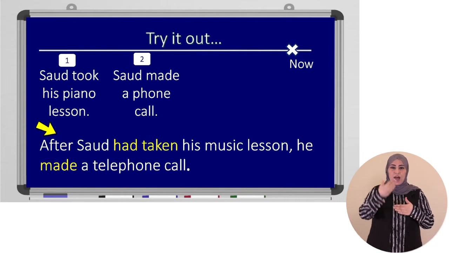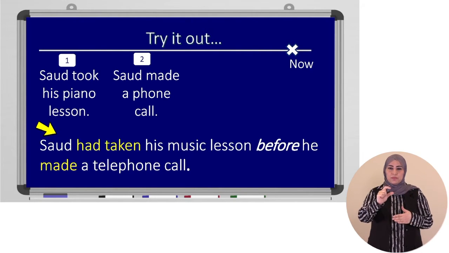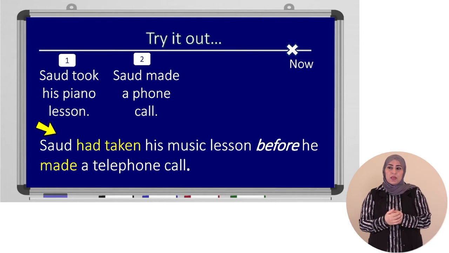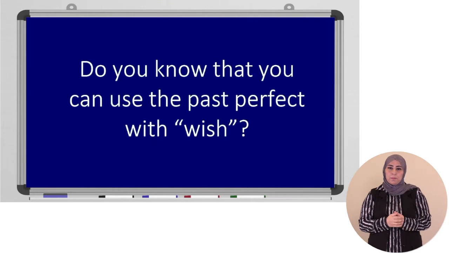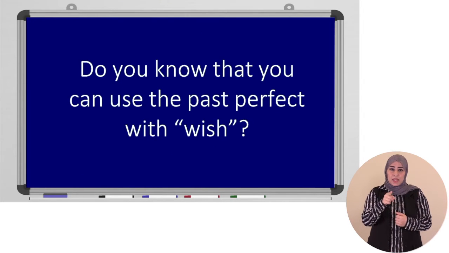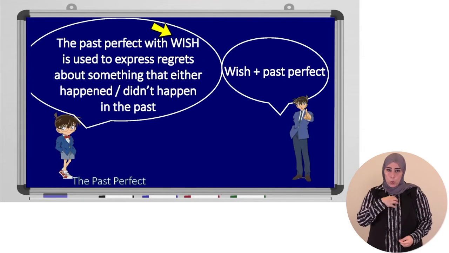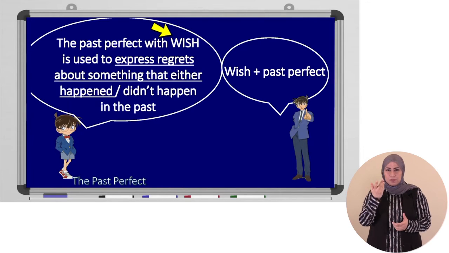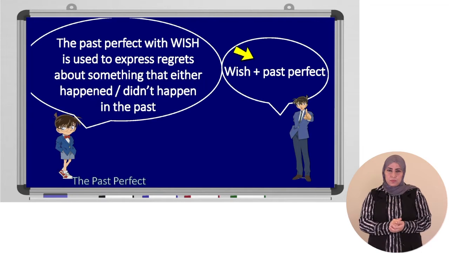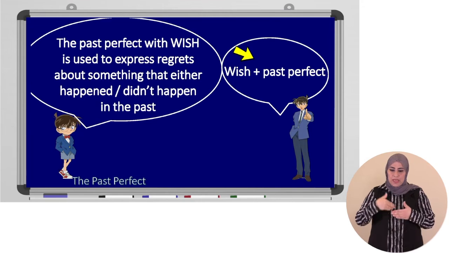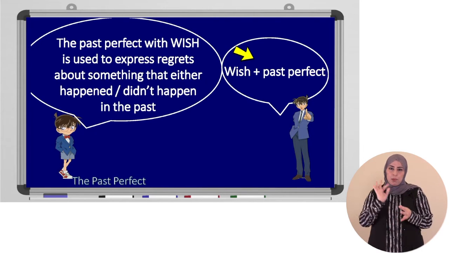If we decide to go with before, we'll say Saud had taken his music lesson before he made a telephone call. Very easy. Now, do you know that you can use the past perfect with wish? What do you think? Do you know this information or not? Let's look at it. Yes, you can use it with wish because we're expressing regrets about something that either happened or didn't happen in the past. If we decide to use it with wish, the rule is as follows: wish plus past perfect. And wish is always in the past tense.